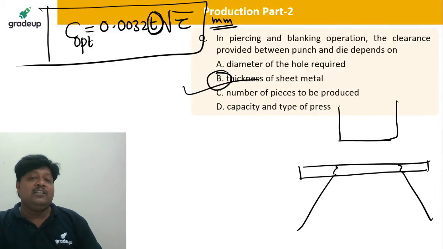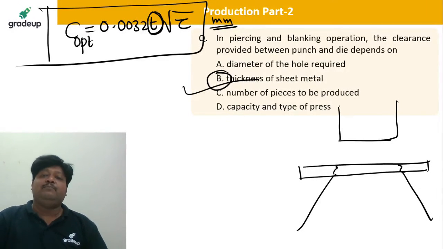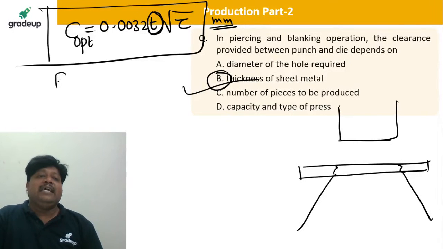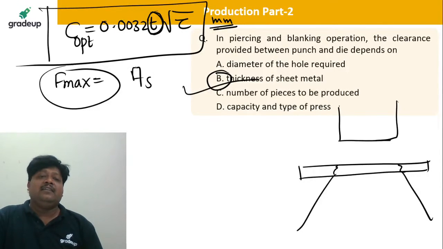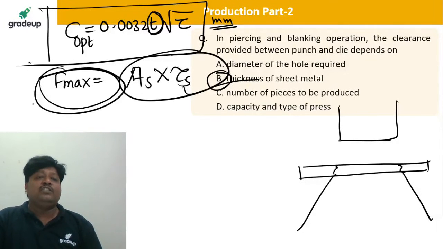Yes, it also depends on the shear strength of the material, because see, what is F max? That is F max. Basically, it is the shear area A_s times the shear strength of the material. So the cutting force is dependent on the shear strength of the material. Please remember.